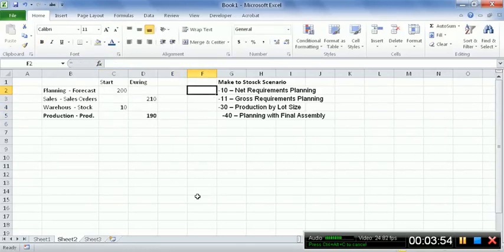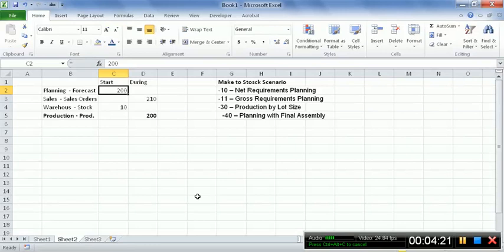Now the net requirements planning is something when we produce according to the forecast which is developed by the production planning department, and we also take into account the available stock. We deduct the available stock, the opening stock, right? So that we produce the 190 units. And the gross requirement planning is when we produce 200 units, meaning we disregard the available stock, we produce whatever is our forecast.